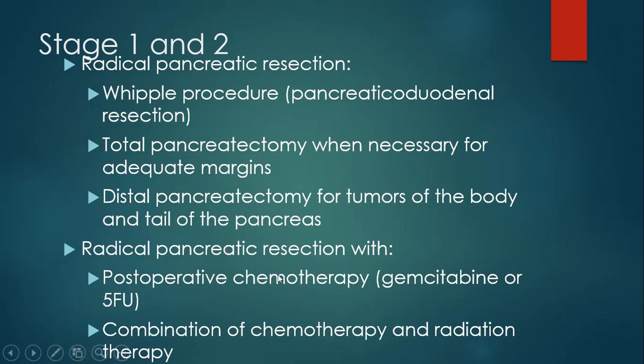Radical pancreatic resection with postoperative chemotherapy. Adjuvant chemotherapy is also indicated with 5-fluorouracil or gemcitabine. These are the two chemotherapeutic agents which are also given adjuvantly to these patients, with benefit in the survival.